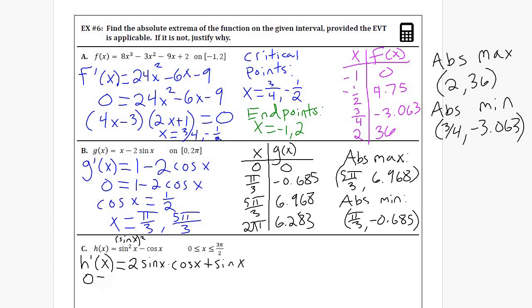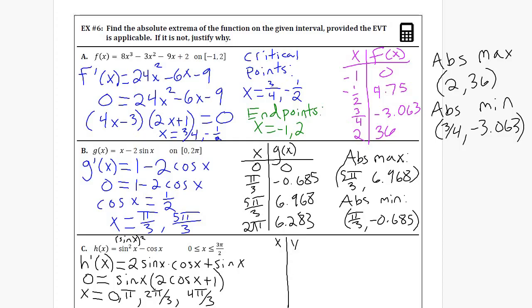We're setting that equal to 0. Notice that I have a sine on both of those, so I can factor that out. So this time we're looking where sine equals 0, which is going to be at 0 and pi, and then where cosine of x is negative 1/2, which is going to be in our second and our third quadrant.